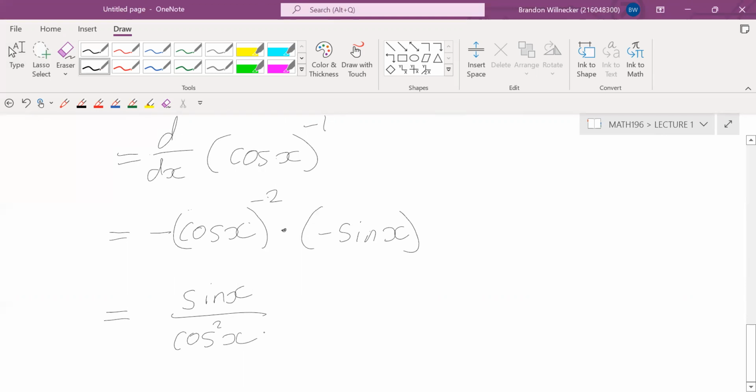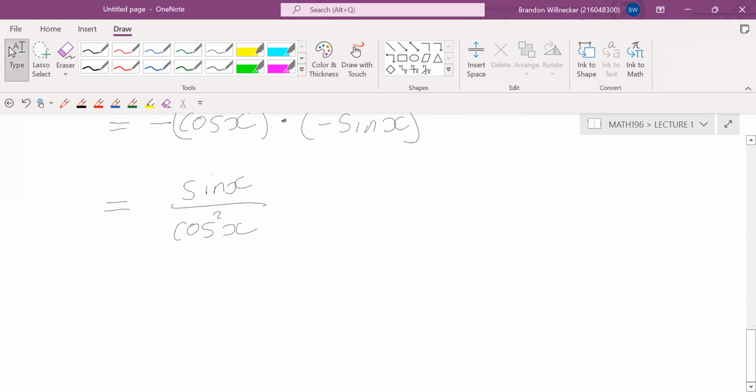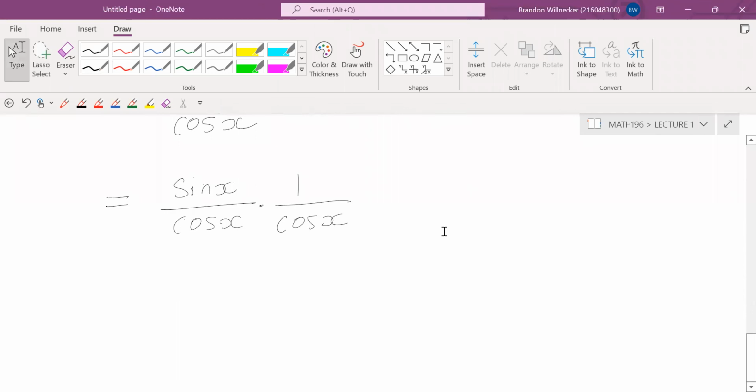Okay, now this doesn't look like sec x times tan x, but with a little bit of manipulation, we can get there. So we can write this as sine x over cos x times 1 over cos x. I've just split up the cos squared in the denominator. Now this first term, sine x over cos x, that's tan x. And then 1 over cos x, we know that already, that's going to be sec x.